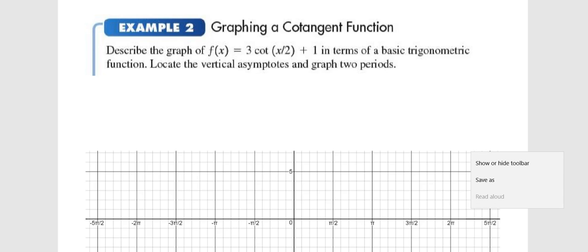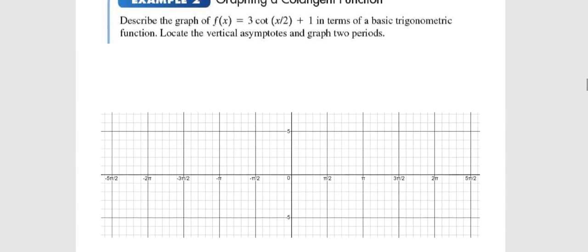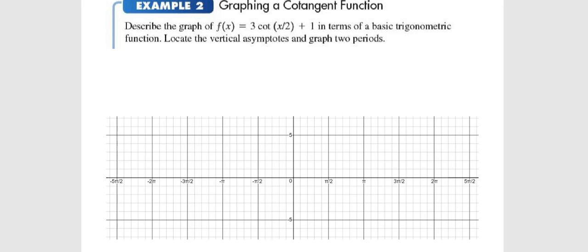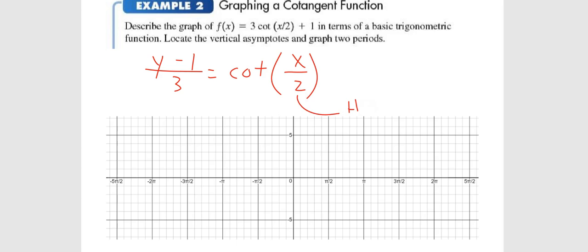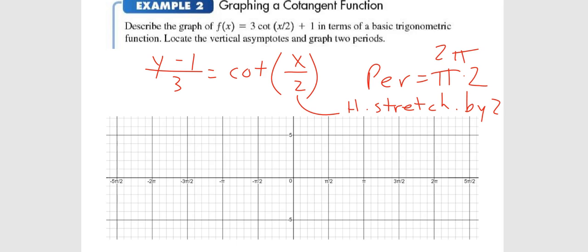Okay, so graphing a cotangent function, we can put this thing in the proper form, right? y minus 1 over 3 equals the cotangent of x over 2. We can see that there's been a horizontal stretch by 2, so that means the period, instead of being just pi, gets stretched, and now it is 2 pi.